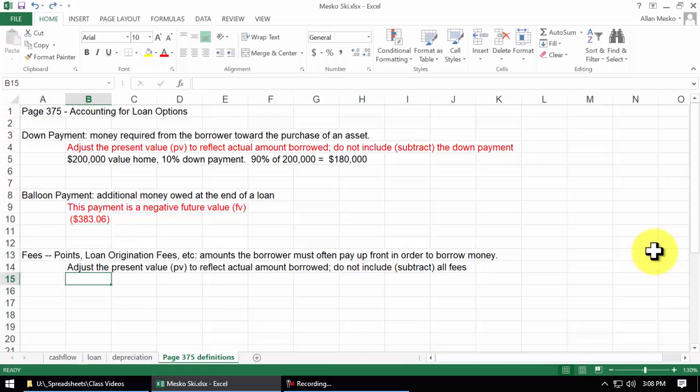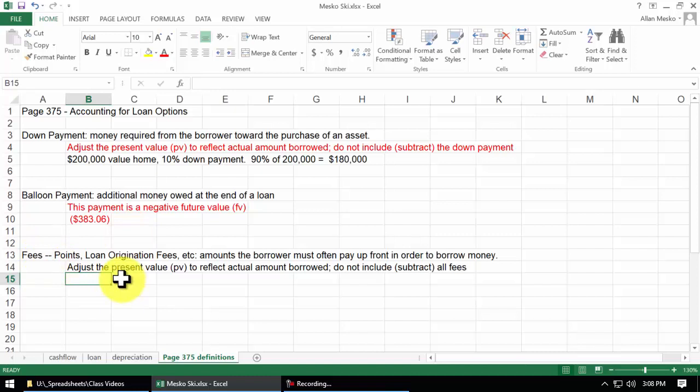The third idea discussed are fees, such as points, loan origination fees, etc. These are amounts the borrowers must often pay up front in order to borrow money. For instance, if I'm a bank and I'm going to loan $200,000 on a house or $180,000 on a house, I'm not going to do that for nothing. I'm not going to do that just for the interest, because you may only own the house for a year and I'm not going to make much interest. I'm going to charge some upfront fees that are fairly substantial.